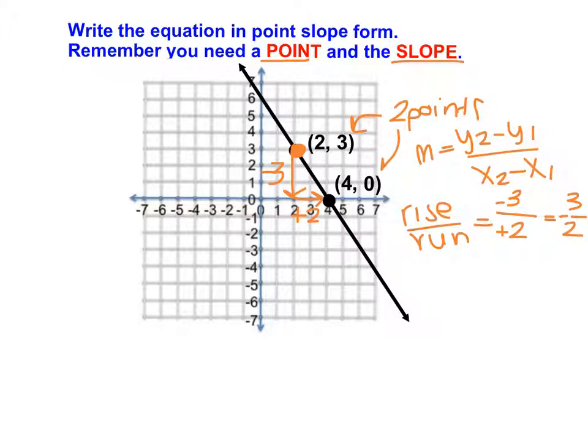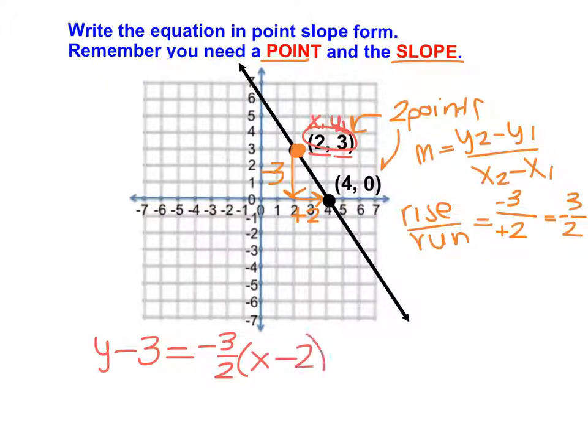So then what I'm going to do with that is write it into point-slope form. Here, for the first point, I'm going to use 2, 3. So I'm going to do y minus my y-coordinate, which is 3, is equal to my slope of -3 over 2 times in parentheses x minus my x-coordinate, which is 2.